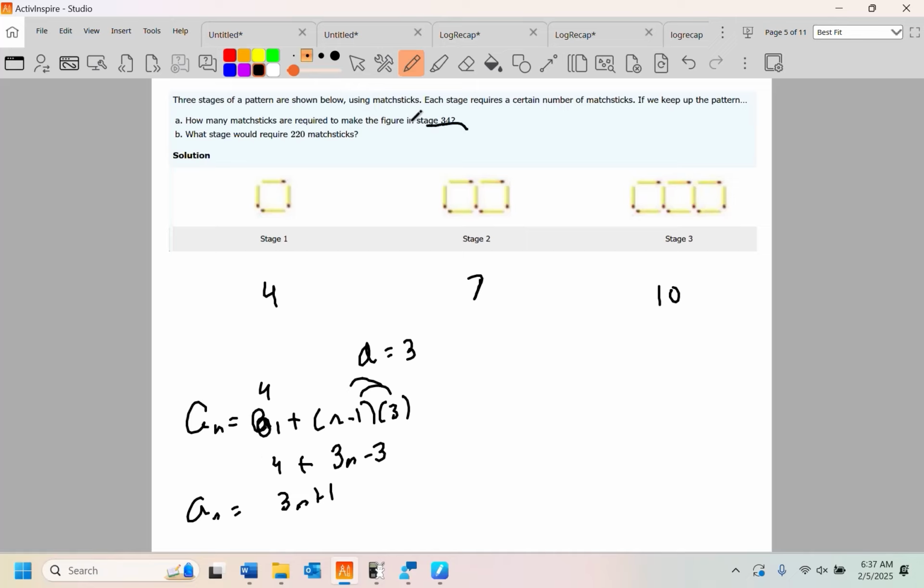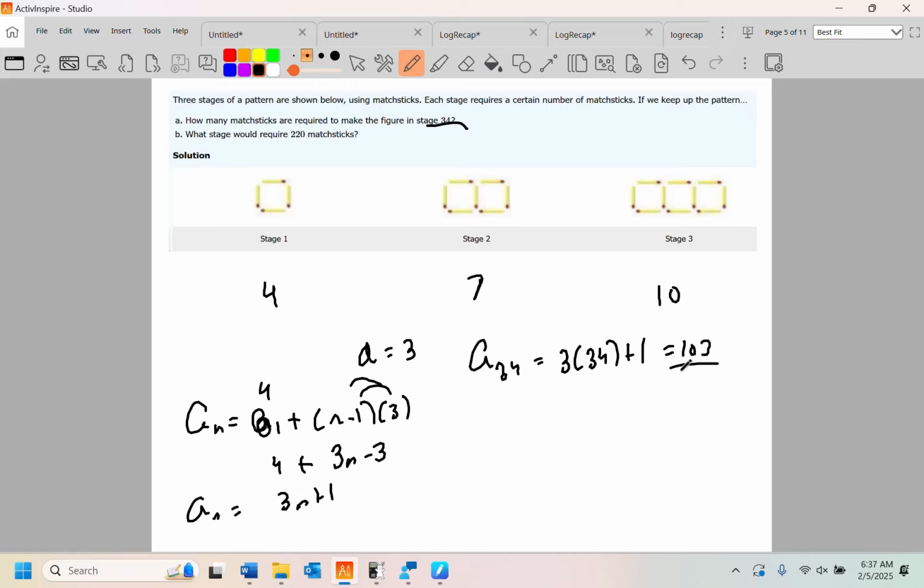So like part A says, how many matchsticks are required to make the figure in stage 34? Well, I'm going to find a sub 34 by plugging in a 34, and then I'm going to do some math. 3 30s is 90, 3 4s is 12, that's 102, add 1, 103. 103 matchsticks will make figure 34.